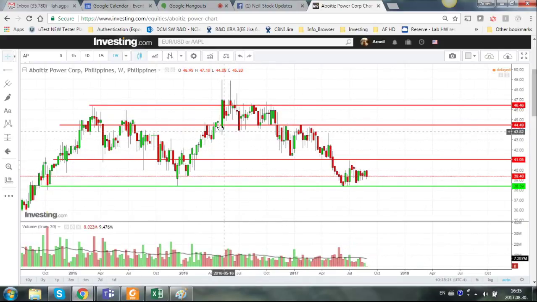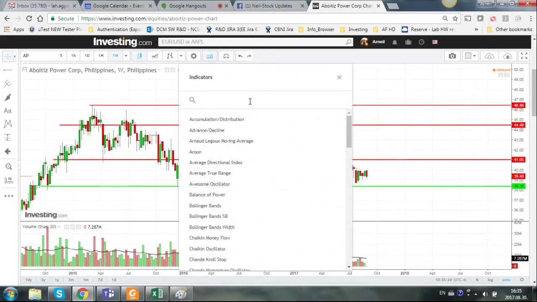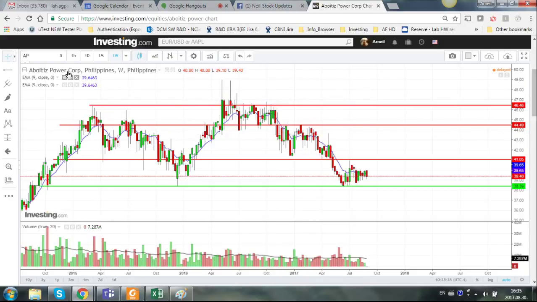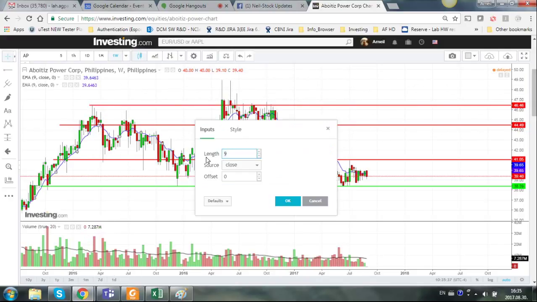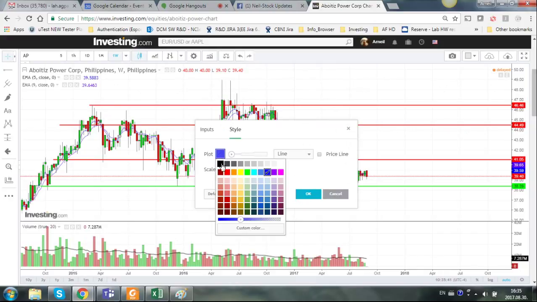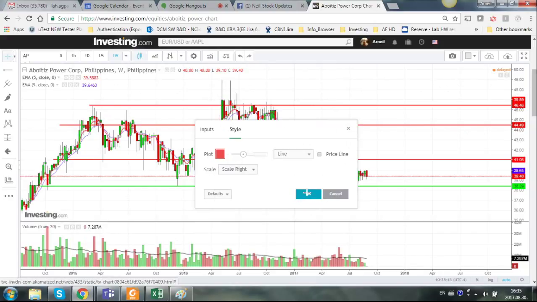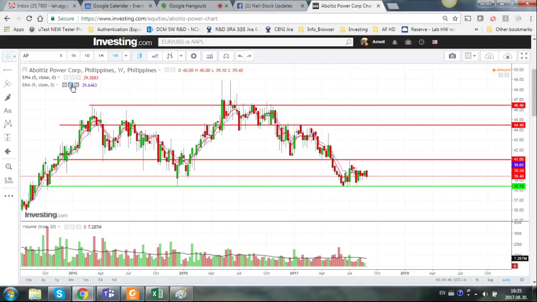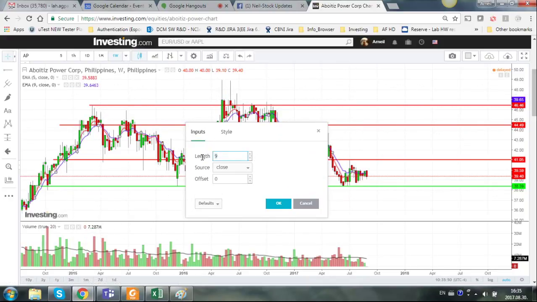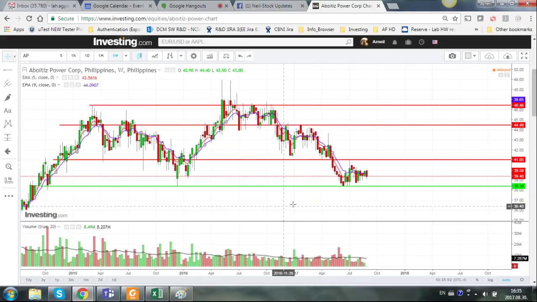So yan, for example, using moving average. So I'm using exponential moving average. Okay, at dalawang exponential moving average. The first is 5. Okay, and colorize with red, make it thick. Other one is an adjustable moving average. So I try with 15.